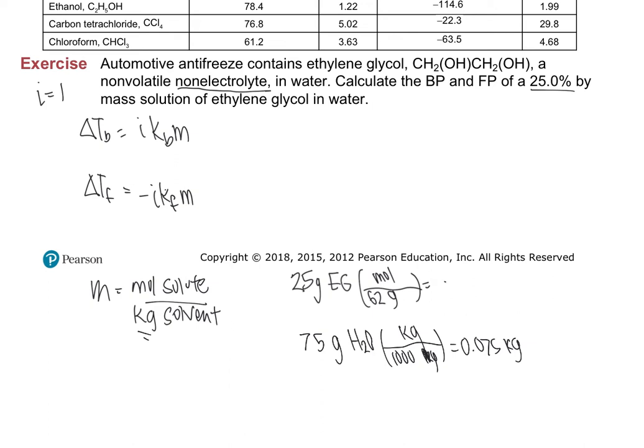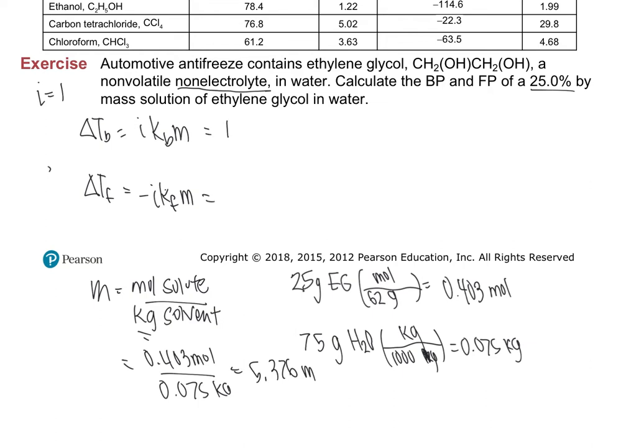So let's find the moles. I get 0.403 moles of ethylene glycol. So I'll plug that in: 0.403 moles over 0.075 kilograms. And that gives me my molality, which is 5.376 molal. So I'll plug that in. Now i, for both of these, is 1. So I'm going to multiply 1 by 5.3, whoops, I lied. We want to do K first. It doesn't really matter, but we'll just be consistent.